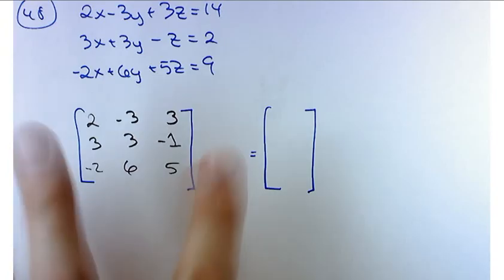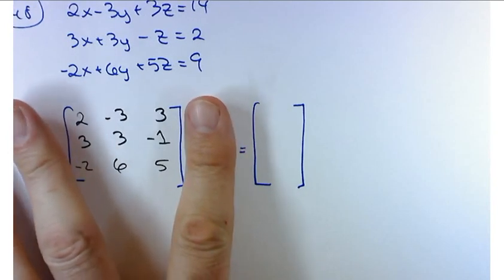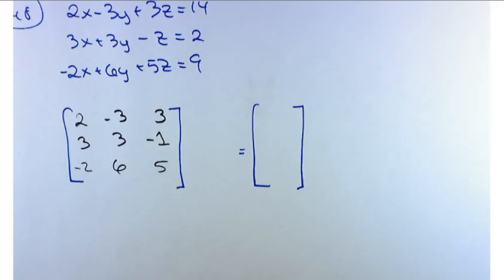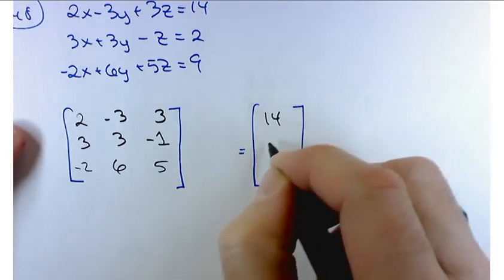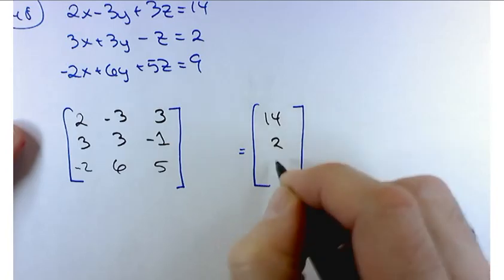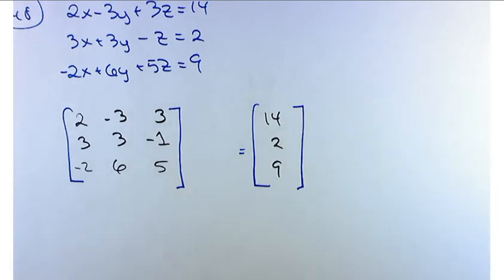Now leave about a finger's worth of space here before you write the equal sign. And we're also going to do the right-hand side. So 14, 2, and 9. That's our right-hand side. Now these things are called matrices. And because we're getting rid of the variables, which are understood by their position, that's closer to what calculators work with.